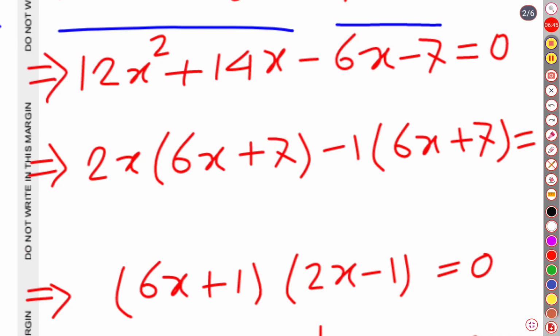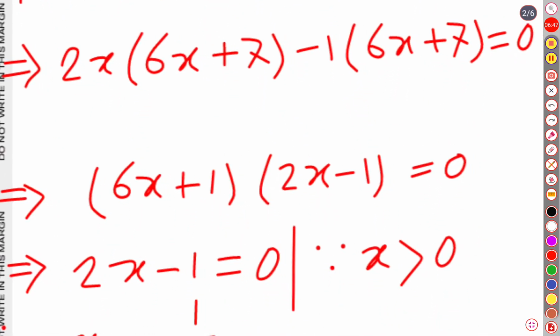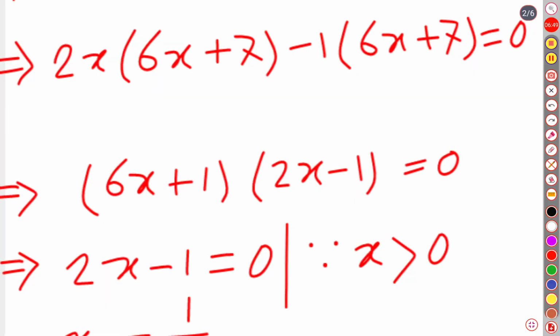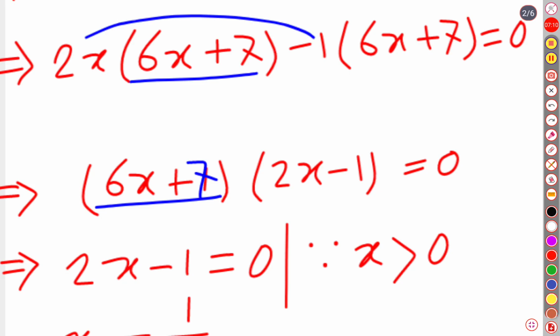That means we have got two factors. As the curve is quadratic, there are two factors. One factor is 6x plus 7, another one is 2x minus 1. Sorry, it should be 6x plus 7 and another one is 2x minus 1. Okay, these are the two factors we have got.